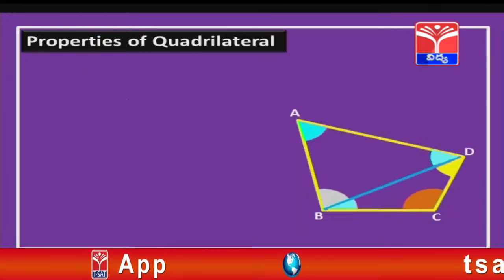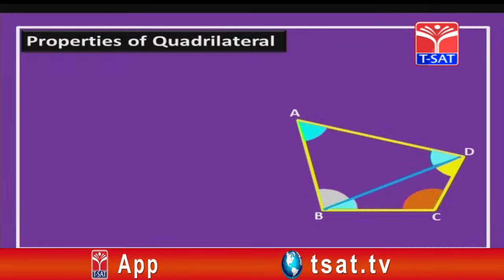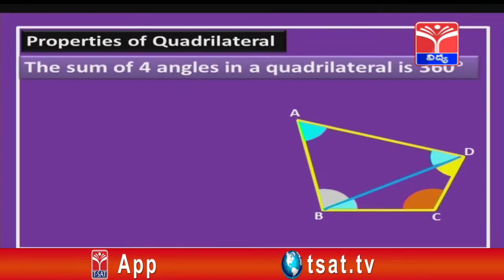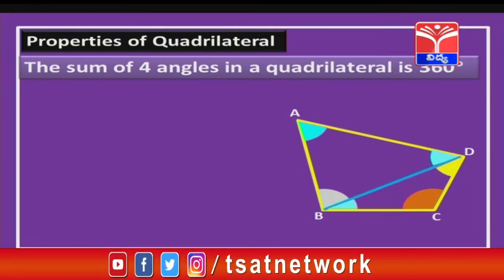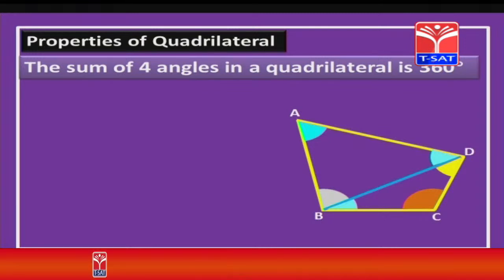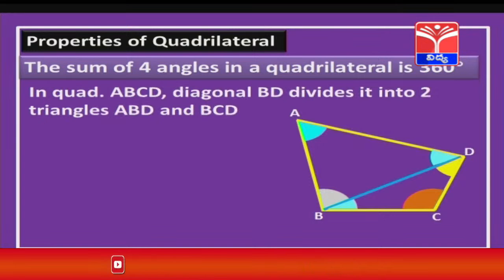Okay, children. Let us see the properties of this quadrilateral. The first one is the sum of 4 angles in a quadrilateral is 360 degrees, which we call the angle sum property of a quadrilateral. Now, here we notice a quadrilateral ABCD and diagonal BD. This diagonal divides it into 2 triangles ABD and BCD.